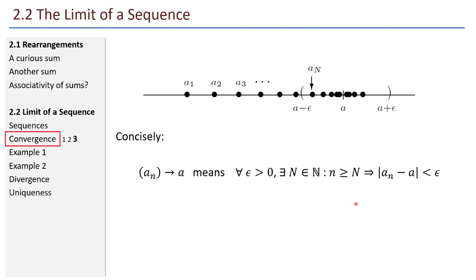One more way of thinking about this definition. Here's a concise way of expressing convergence. The sequence a sub n converges to a. Another way of saying that is, for all epsilon greater than 0, there exists a natural number big N such that n greater than or equal to big N implies a sub n is within epsilon of a.